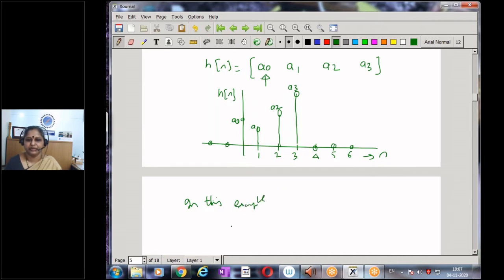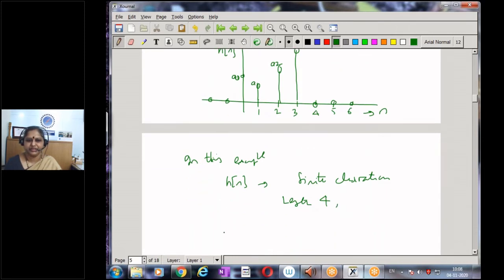In this example, the impulse response h of n is of finite duration. So it exists for a finite value of n, or in this particular case, the impulse response is of length 4. Because the duration is finite, we call the system a finite duration impulse response, or an FIR system. This is an example of an FIR system.